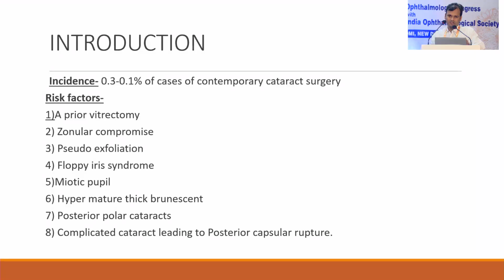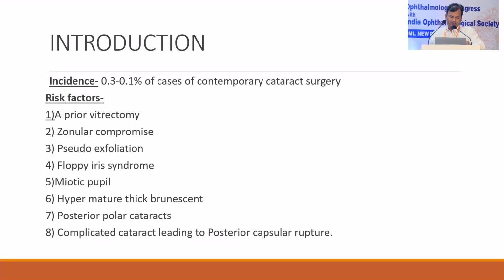The incidence of PCR is around 0.3 to 0.1% of cases. These are a few risk factors of which you have to be careful before starting your surgery, so that you are prepared for the next step. You have all your armaments in the tray, so that you can manage the PCR immediately and not panic when it happens.